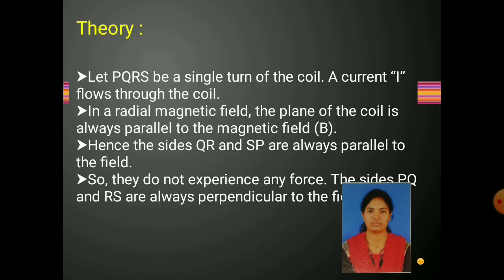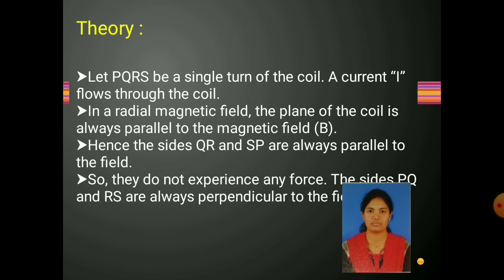So let us move on to the theory of the moving coil galvanometer. Here, PQRS is a single turn of the coil and a current I flows through the coil. In a radial magnetic field, the plane of the coil is always parallel to the magnetic field, which is of strength B. As it is parallel to the plane of the coil, the sides QR and SP are always parallel to the field. As they are in the direction of the magnetic field, they don't experience any force.